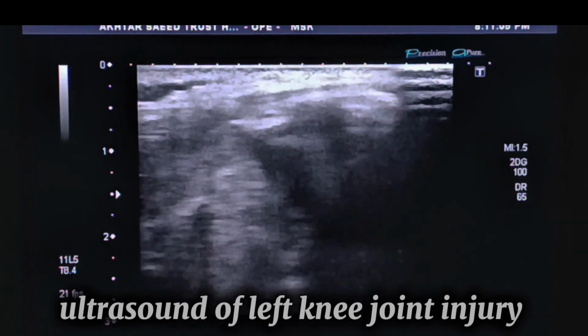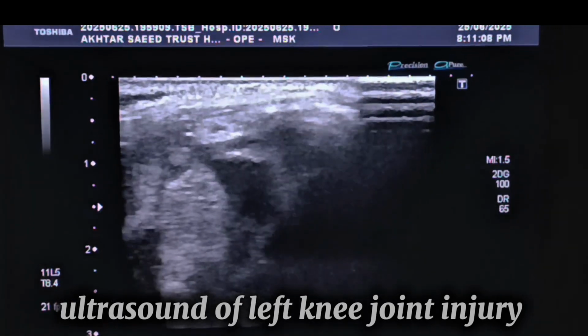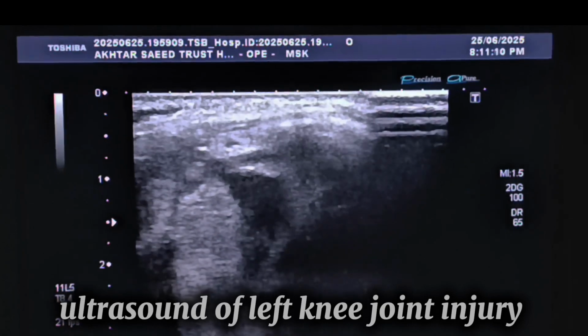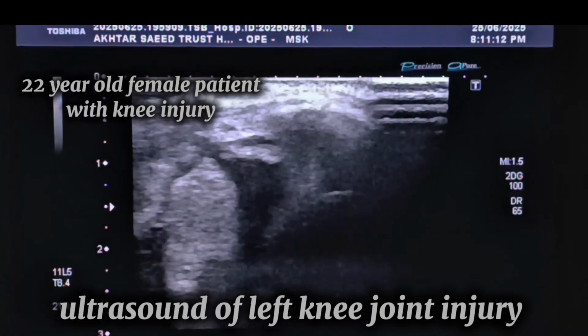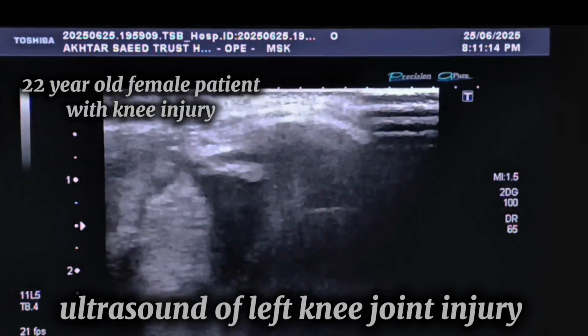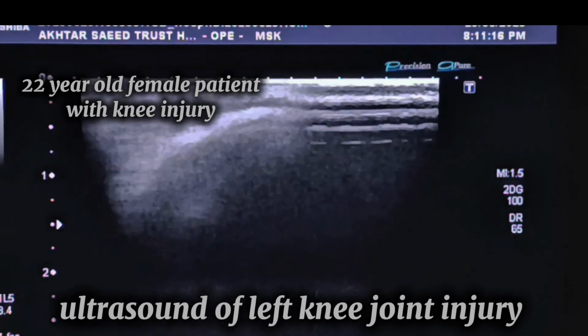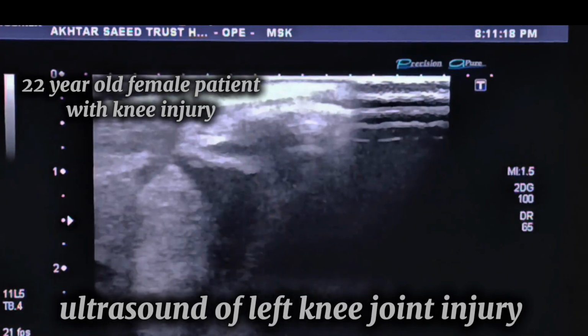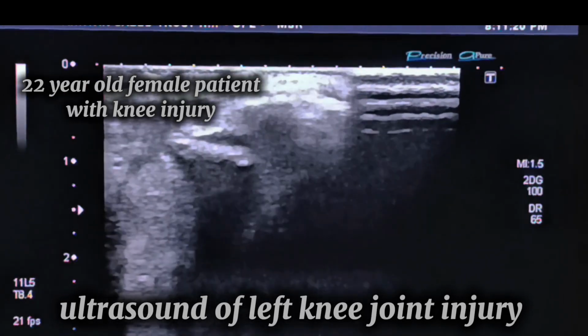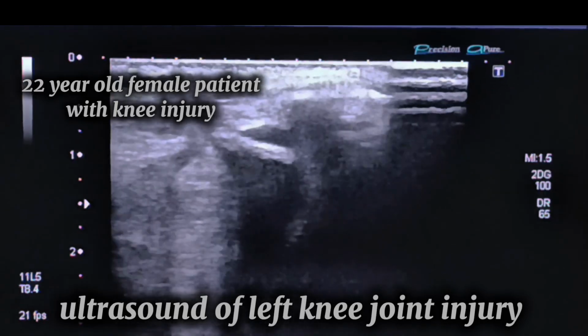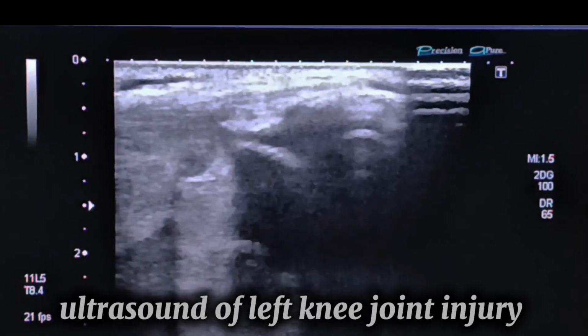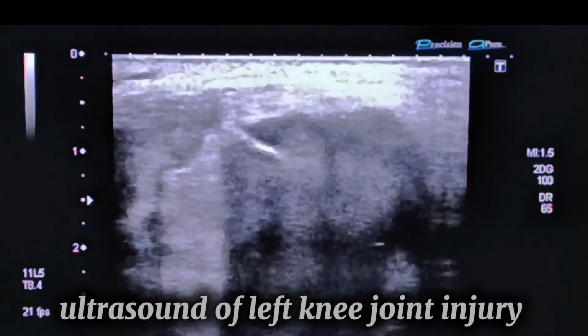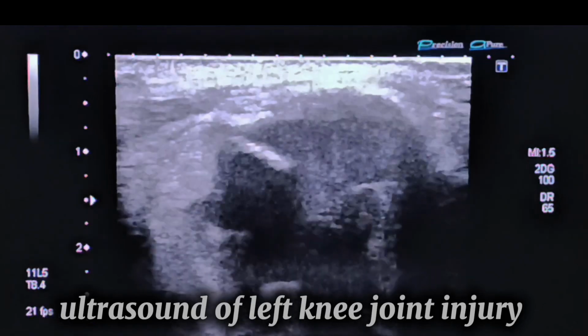I am Dr. Saima presenting a case of a 22-year-old female patient who had post-traumatic knee pain along with mechanical changes, which in this case was knee locking. When performing knee joint ultrasound, proper positioning and angulation of the transducer is essential to accurately visualize the different structures.